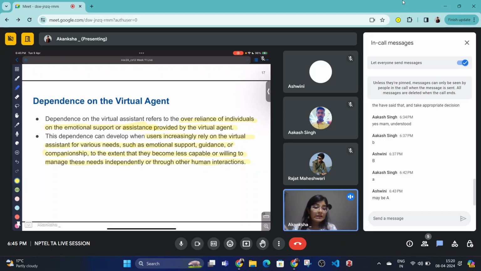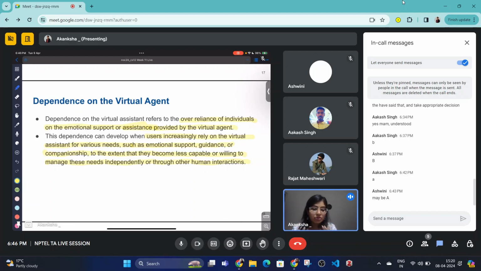What happens is that slowly they will just not be comfortable talking to humans. They will want that virtual assistant to be there, right? So they become less capable or willing to manage these things. Nowadays, if I have any problem in coding, I just put it on ChatGPT, like, let me know please what the solution is. It gives me the answer.